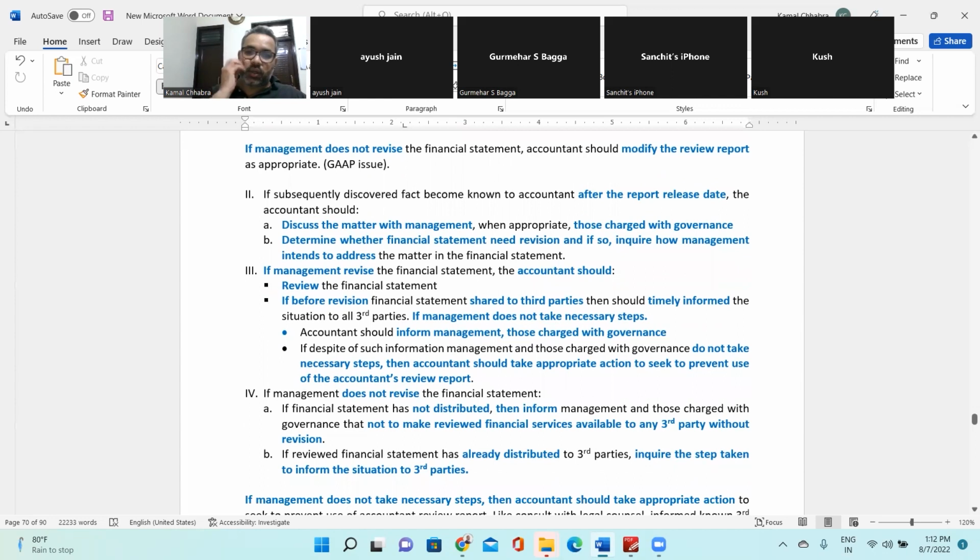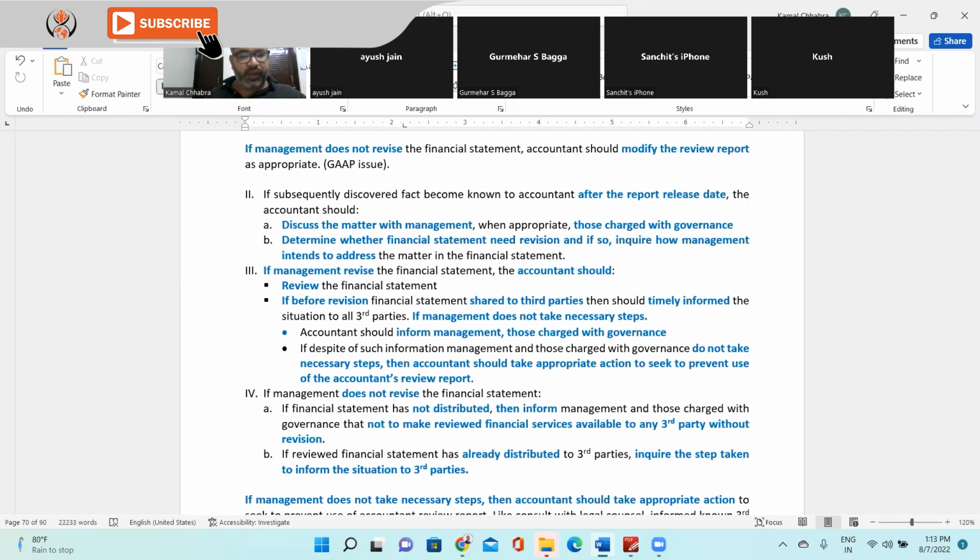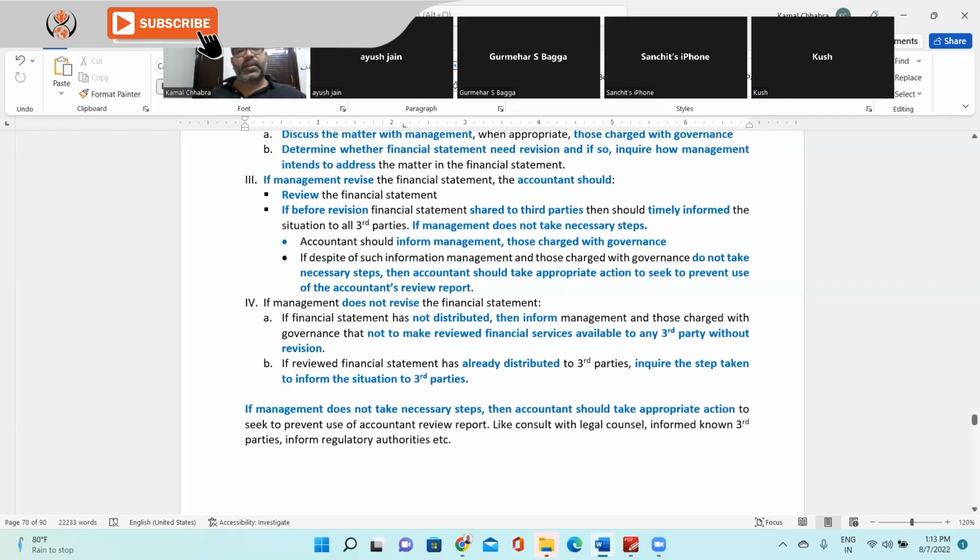If management does not revise the financial statements, the accountant should modify the review report as appropriate, right? So here you can take the qualification, modification in the review report. If subsequently discovered facts become known to the accountant after the report release date, the accountant should discuss the matter with management and, when appropriate, those charged with governance, determine whether the financial statements need any revision, and if so, inquire how management intends to address the matter in the financial statements. If management revises the financial statements, the accountant should review the financial statements.